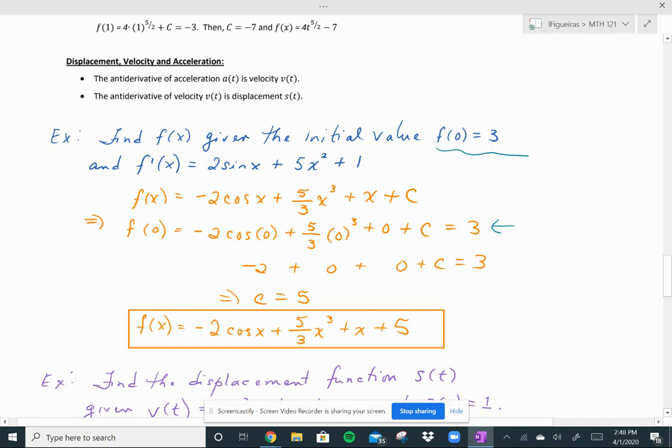So the function is f of x equal to negative 2 cosine of x plus 5/3 x cubed plus x plus 5. Okay, so let's do another.